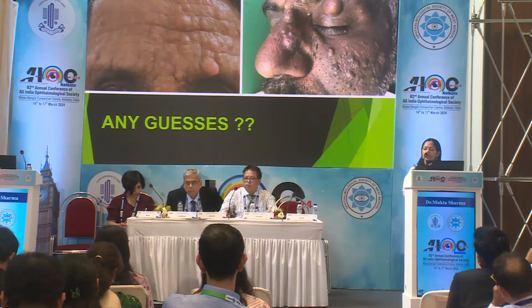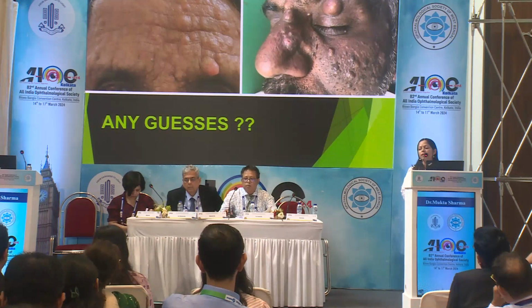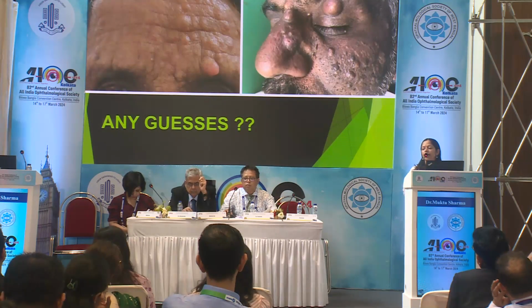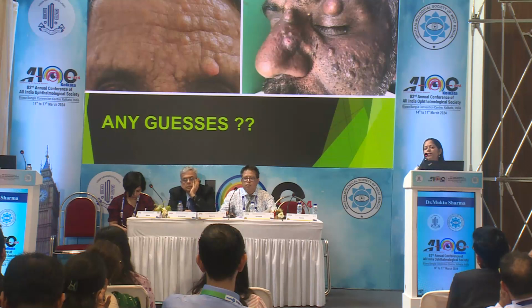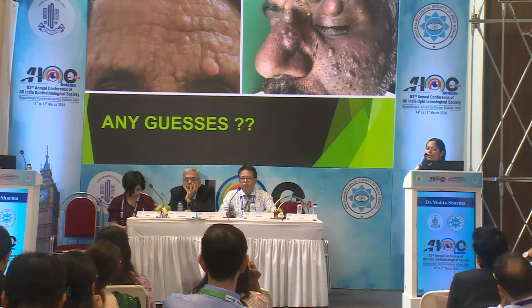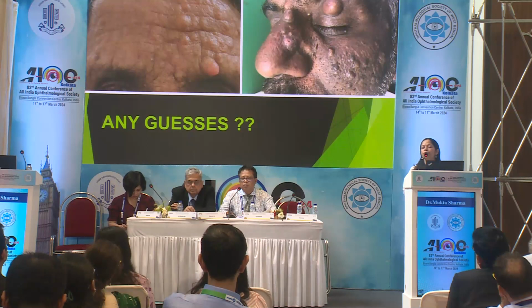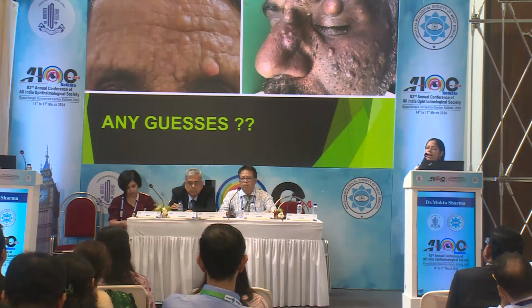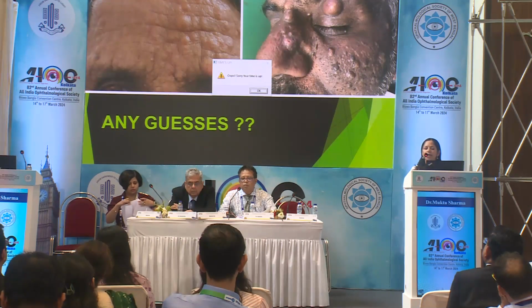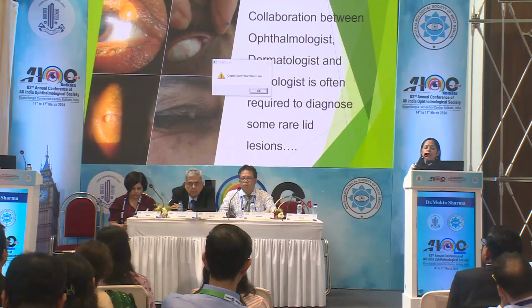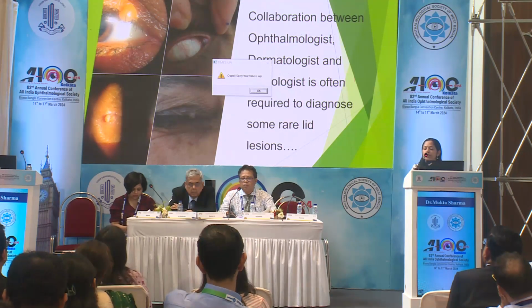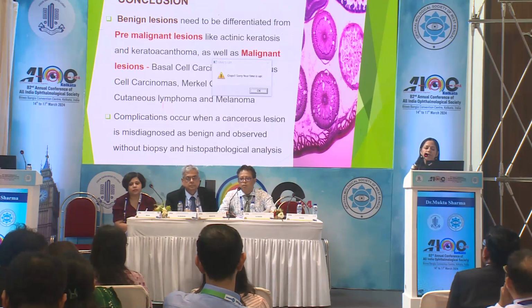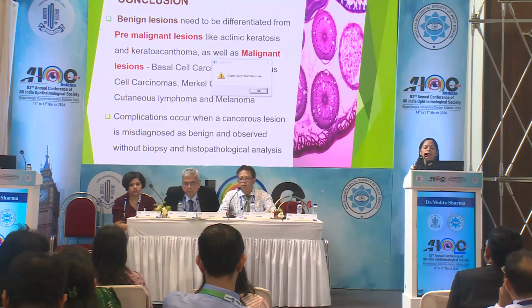Now, last but not the least, the first picture, we all know, is a case of neurofibromatosis. But the second male came to our OPD for excision of this large nodule-like thing present on his left upper lid. But before taking the patient for excision, we referred the patient to a dermatologist, and the spot diagnosis of Favre-Racouchot syndrome was made. It is because of chronic exposure to the UV rays of the sun, which leads to solar elastosis, resulting in cyst-like structures. So collaboration between ophthalmologists, dermatologists, and pathologists is often required. And benign lesions need to be differentiated from pre-malignant lesions, and a complete workup needs to be done.